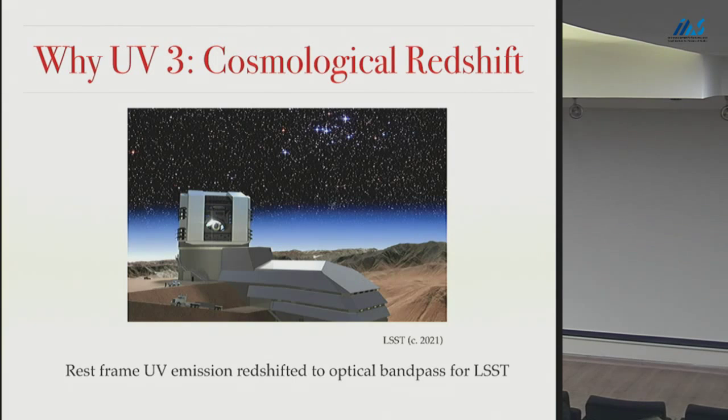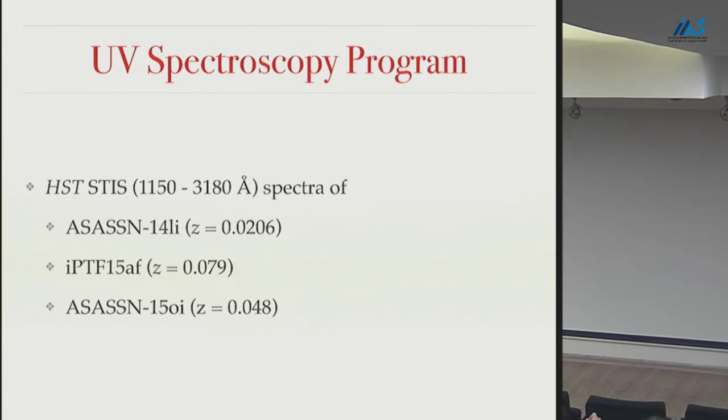And of course, when we project forward down the road, when we think about the TDEs that LSST is going to be discovering, because it's so sensitive, it's going to be finding these at much larger redshifts than things like ASASSN. So if we want to look in the observed optical bandpass for LSST, it's actually going to be rest frame ultraviolet emission. So we really want to understand what's going on in the rest frame UV.